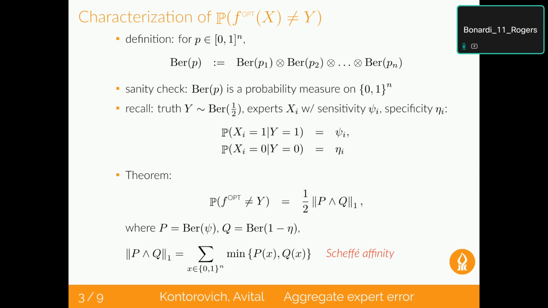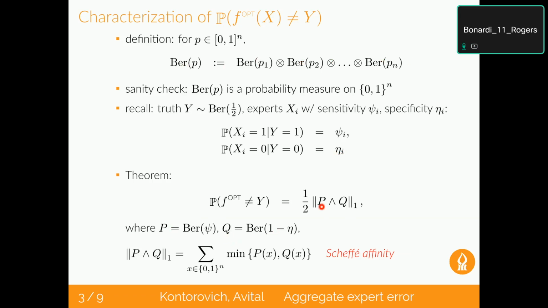It's this. I take the product measure p. These psi's are a vector of [0,1] parameters, and I turn them into a product measure. So p is a product measure on the binary hypercube. I take q to be the product measure induced by 1 minus eta. I take these specificities eta, turn them into a product measure like this, 1 minus eta. So I flip them because it's the other setting, and that's my measure q.